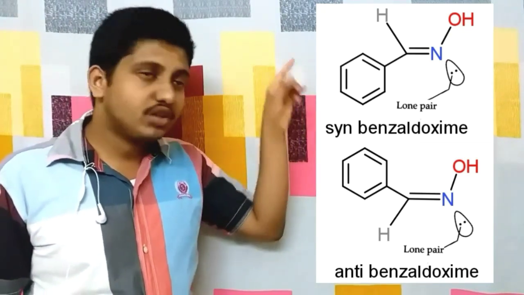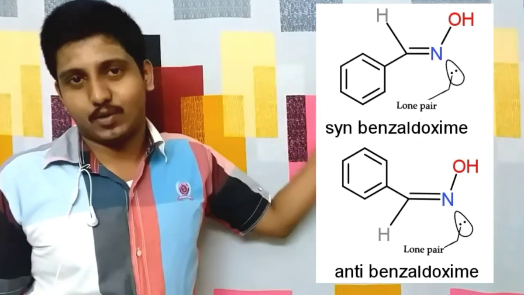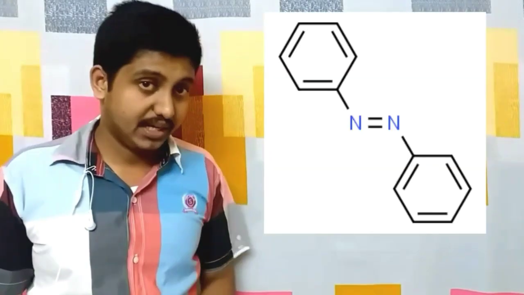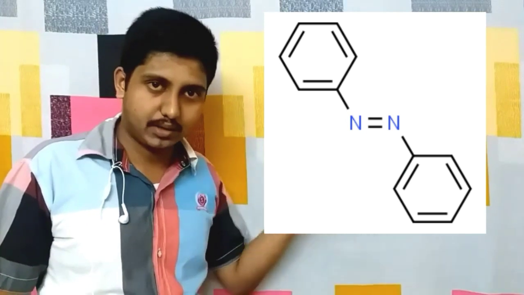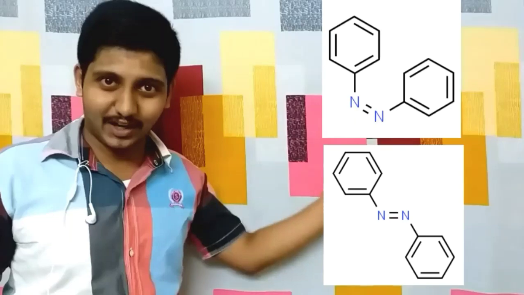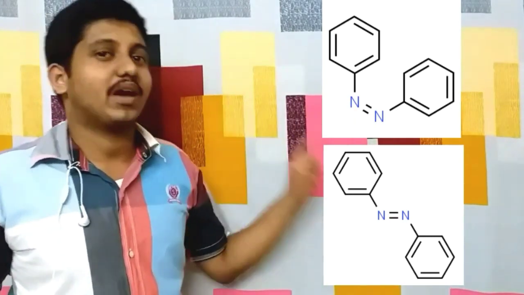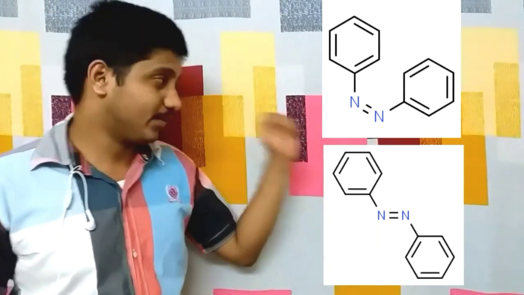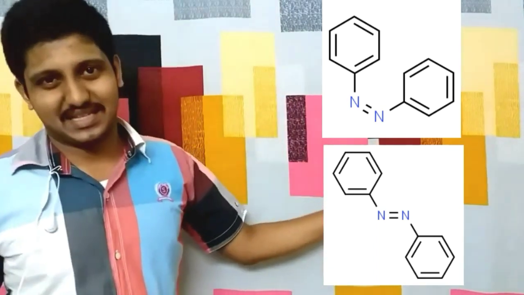Similarly, if they are on the opposite sides, we will have anti-benzaldoxime as shown here. Similarly, we have syn-azobenzene as shown here, and anti-azobenzene as shown here. Here we are looking at the phenyl groups. Since the phenyl groups are on the same side of the N double bond N, we call it syn-azobenzene, and if they are on opposite sides, we call it anti-azobenzene. That's all.